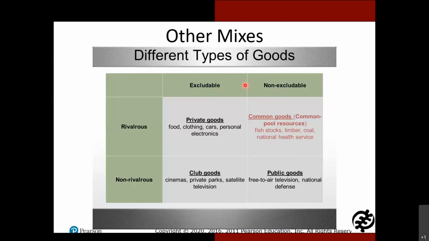Now, a public good is when you get both dimensions, non-rivalrous and non-excludable, at the same time. So, free-to-air television, national defense. My favorite public good is fire protection. So I mentioned before, I live on the second floor of an apartment.